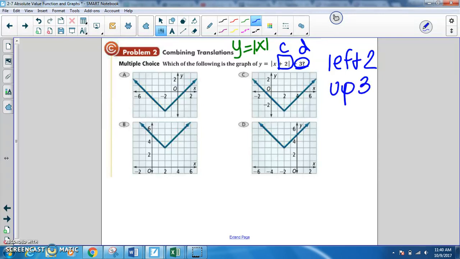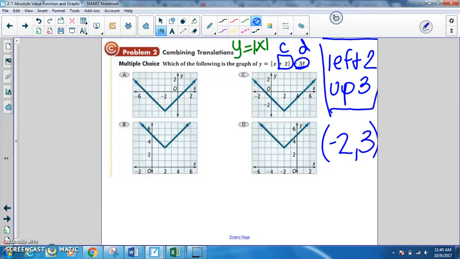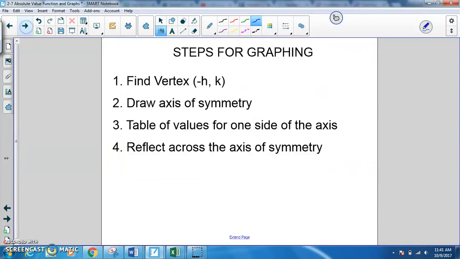So that means our starting point, which was at (0, 0) for our parent function y is equal to the absolute value of x, is now going left 2 and up 3. So this is our vertex, (negative 2, 3). We need to find the graph that has (negative 2, 3) as our vertex. Not A, not B, not C, but D, negative 2, up 3. So the transformations of c and d are going to tell us our vertex or our starting point while we're graphing. It is the opposite of the inside and the outside.